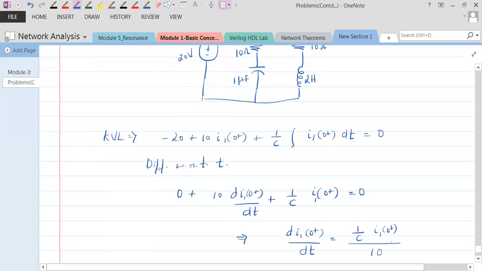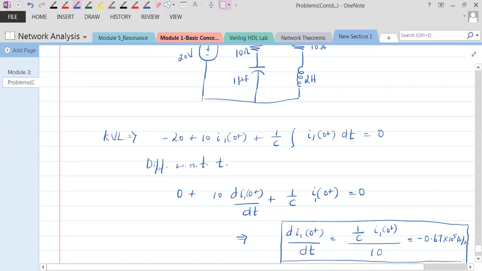This is what the circuit looks like. So with this, you'll find it to be minus 0.67 into 10 power 5 amperes per second. This is how we have found out the first order differential of the current I1 of 0 plus.